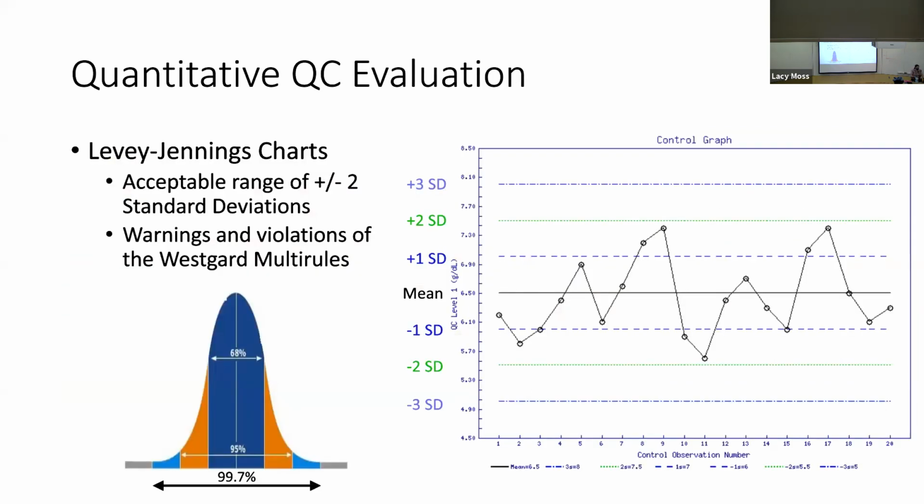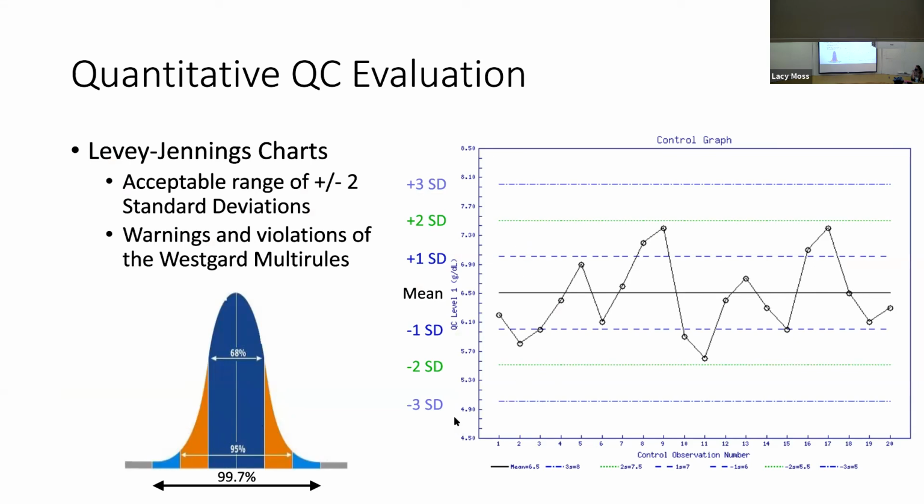All right, so for quantitative QC evaluation, we have our Levey-Jennings charts, our LJ charts. You have the mean as the central line here. And then on either side, these dashed or blue lines represent one standard deviation from the mean. So this is the blue area. Then you have lines for plus or minus 2 SD, and you have lines for 3 SD.